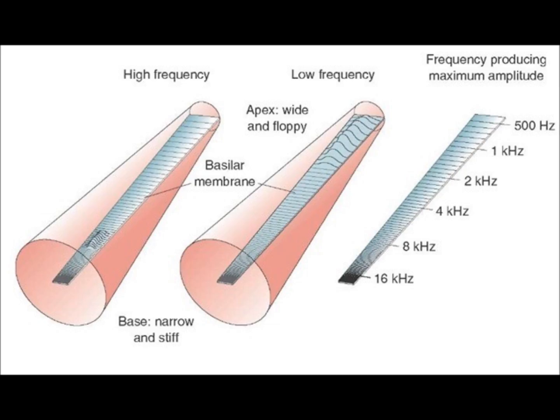The basis of tonotopic organization of the cochlea is due to the structure of the basilar membrane. At the base, the basilar membrane is thicker and narrower, but as it reaches the apex, the basilar membrane becomes thinner and wider. Due to this, the basal portion of the basilar membrane is more stimulated by high-frequency sounds, while the apex is more stimulated by low-frequency sounds.